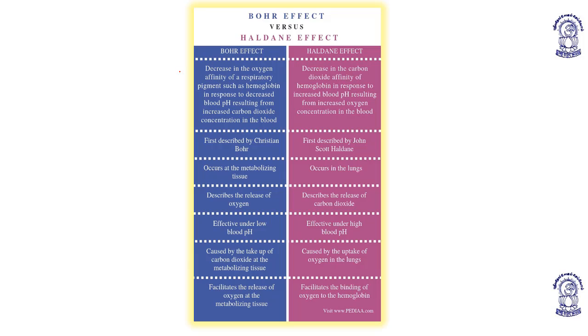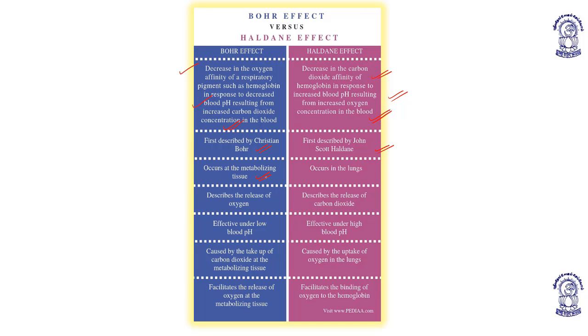Bohr effect: a decrease in the oxygen affinity of respiratory pigments such as hemoglobin in response to decreased blood pH resulting from increased CO2 concentrations in the blood. That is obvious. Haldane effect: a decrease in the carbon dioxide affinity of hemoglobin in response to increased blood pH resulting from increased oxygen concentrations in the blood. First described by Christian Bohr, and first described by John Scott Haldane.